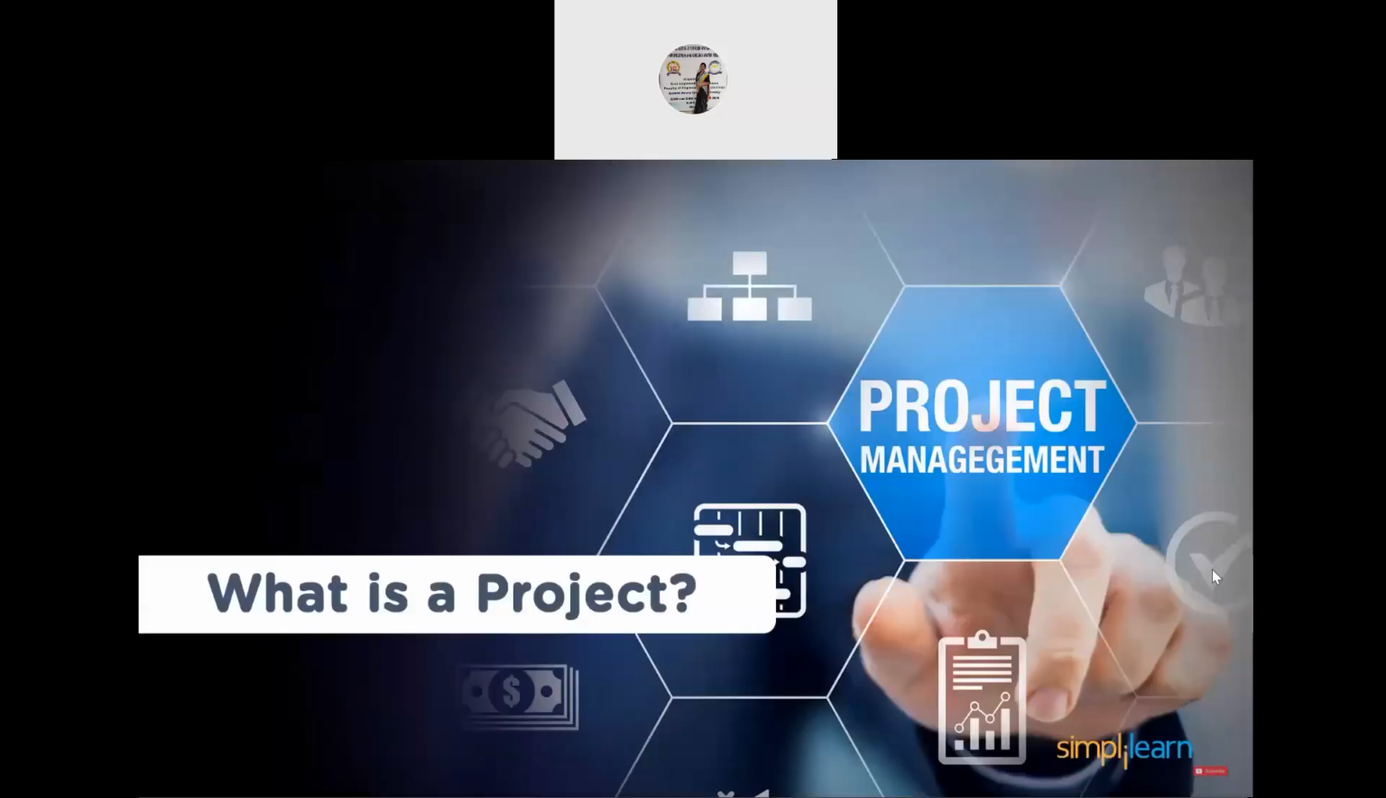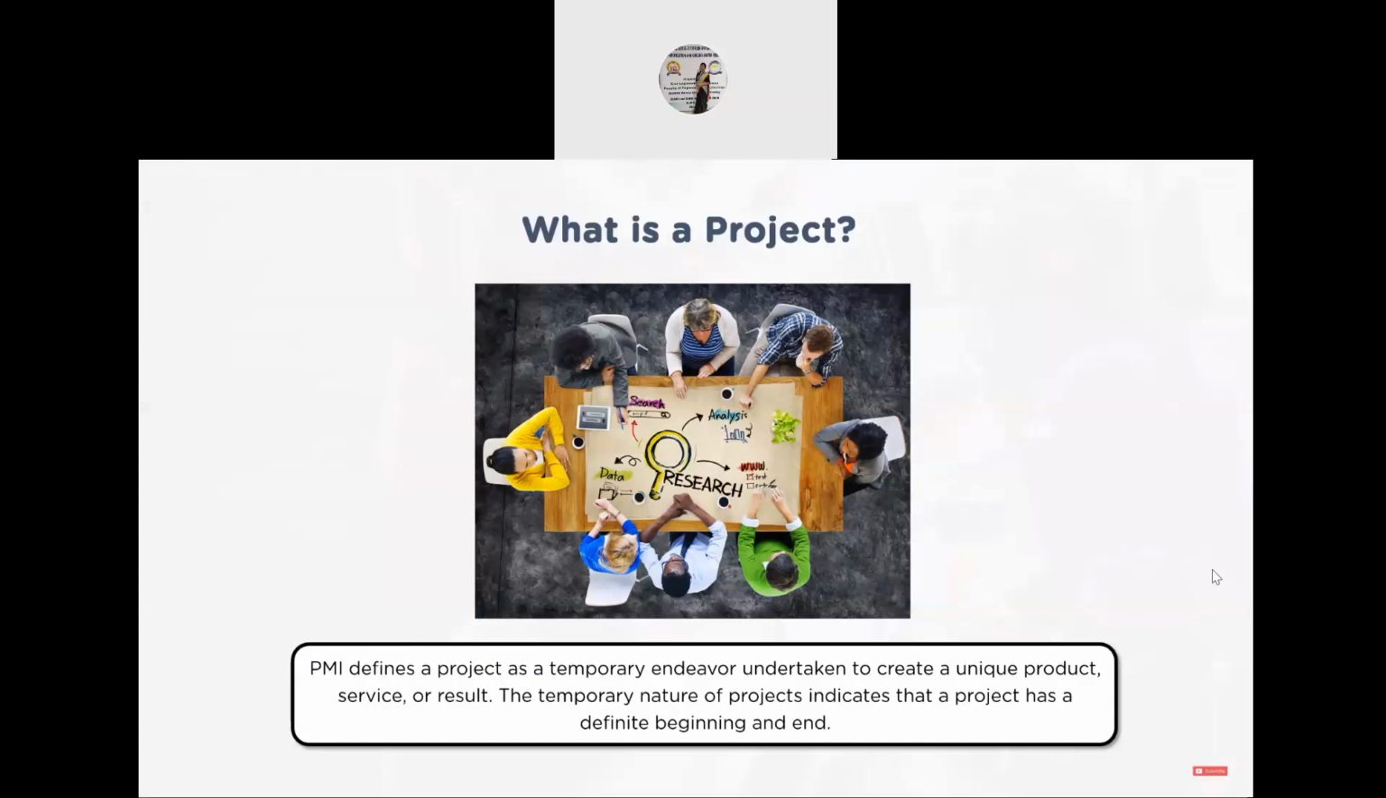Now let us understand the definition of a project. So what is a project? PMI defines a project as a temporary endeavor undertaken to create a unique product, service, or result. The temporary nature of a project indicates that a project has a definite beginning and end. So when I say unique product, it means every output, it may be similar products you are producing with the same features and functionality.